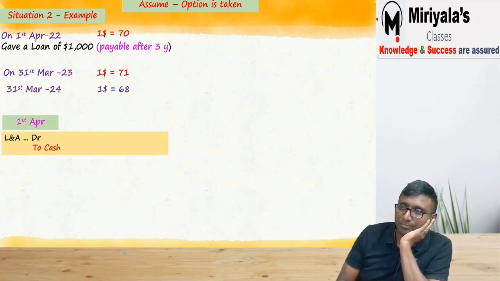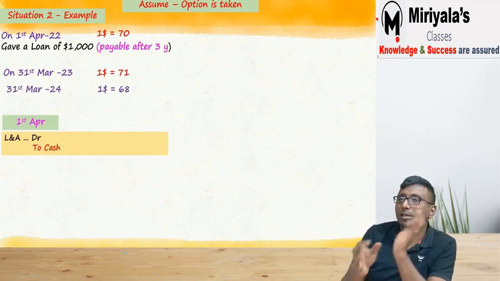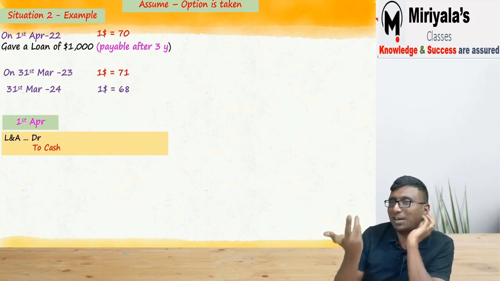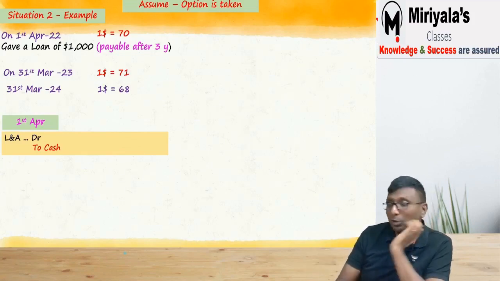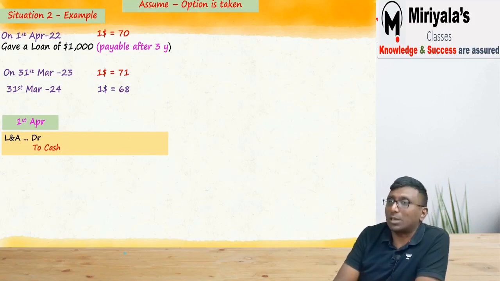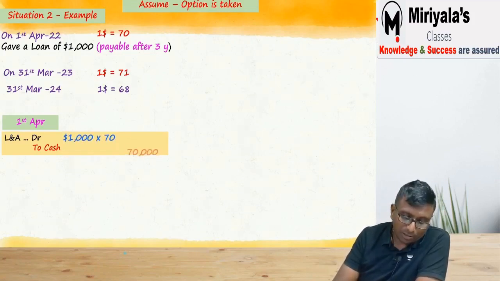What to do? Nothing to do. Everything that is there in the balance will be transferred to P&L. There is nothing to discuss in this. That's the reason. On 1st April you must have noted loans and advance account debit to cash. Okay, cool. That is equal to 70,000.